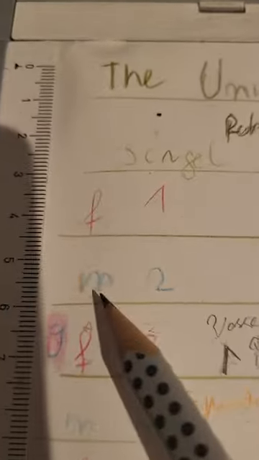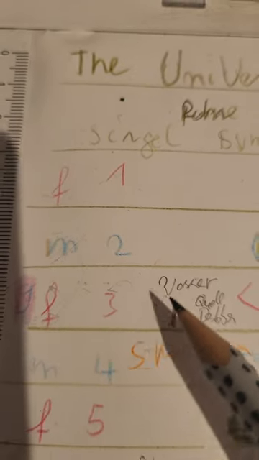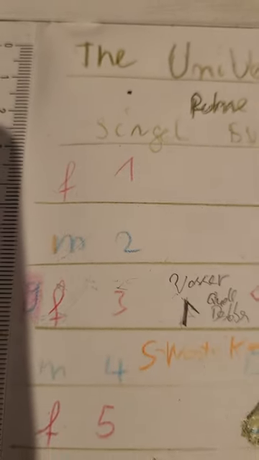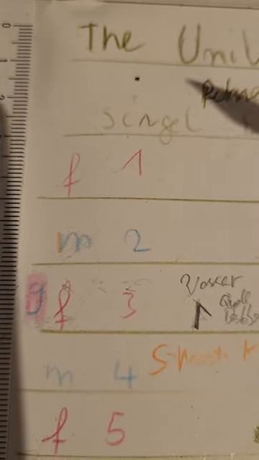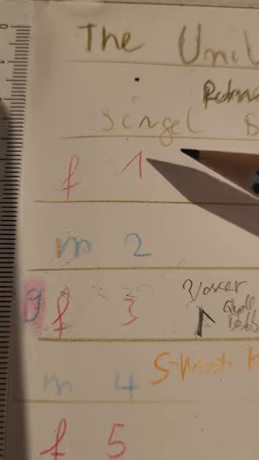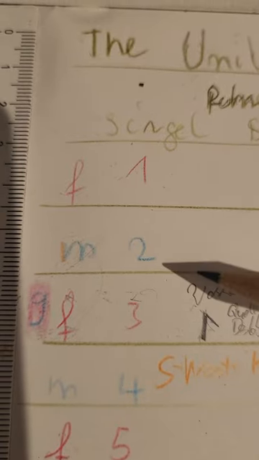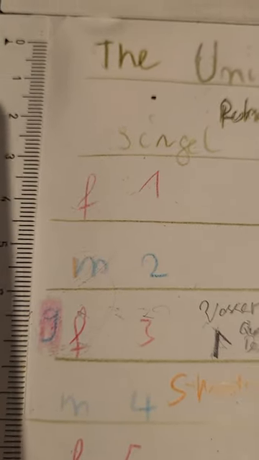So we come to number two, which is a male number. I don't know how I get this from the information from the universe, that one is female and two is male and three is female. So two is the symbol of duality.